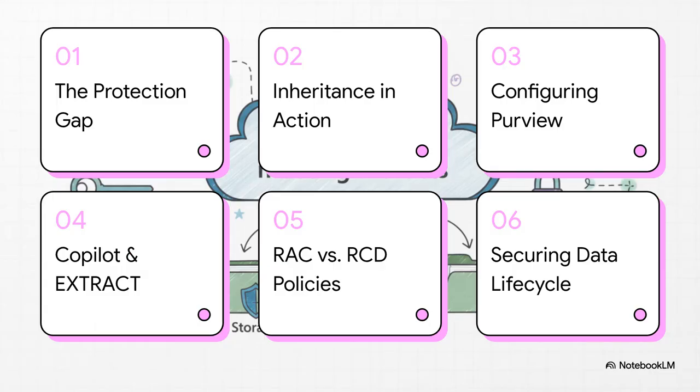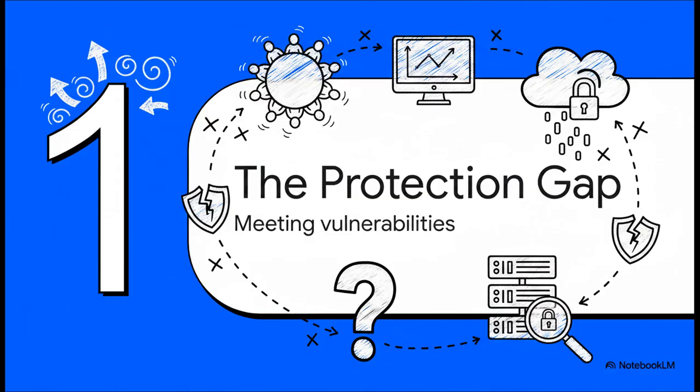So here's our game plan for today. We'll cover the meeting protection gap, see inheritance in action, walk through the actual Purview configuration, touch on Copilot and extract permissions, break down RAC versus RCD policies, and finally, wrap it up with securing the whole data lifecycle. Let's get to it. Section 1.